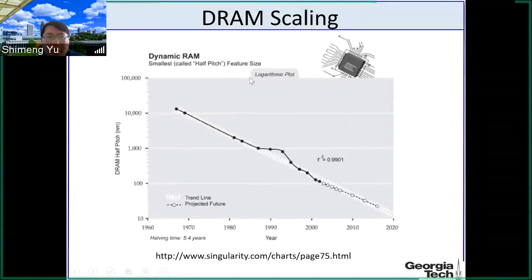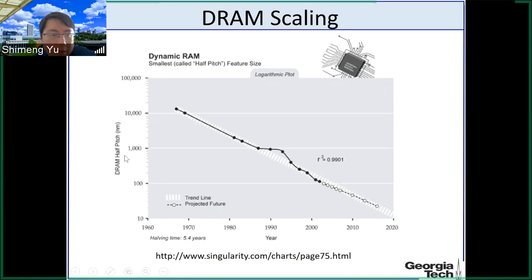All right, next we're going to spend a few words on DRAM scaling. DRAM is a different technology than the logic transistor, and they are actually made by different foundries. Like TSMC is not going to make DRAM for you. DRAM is a special technology.